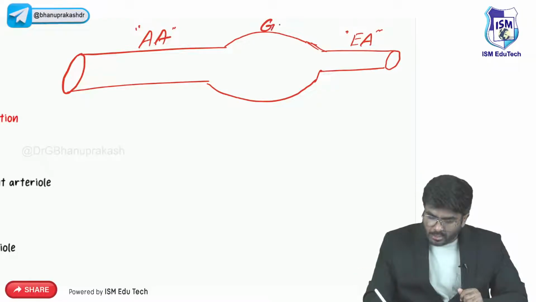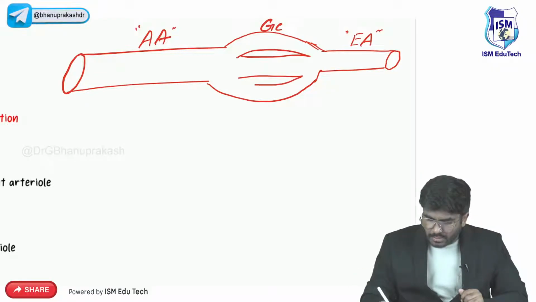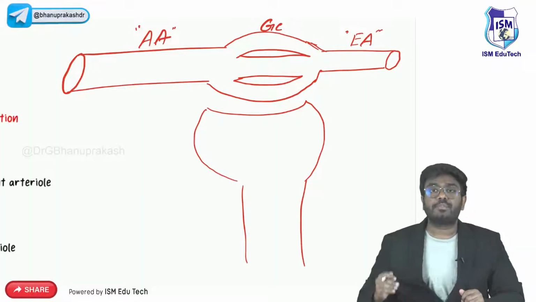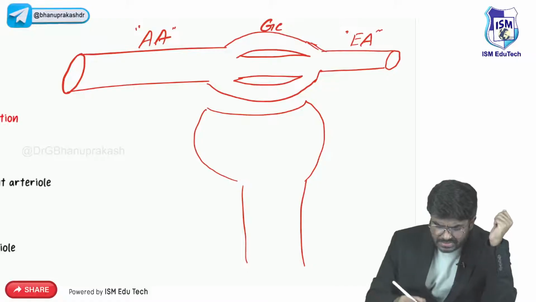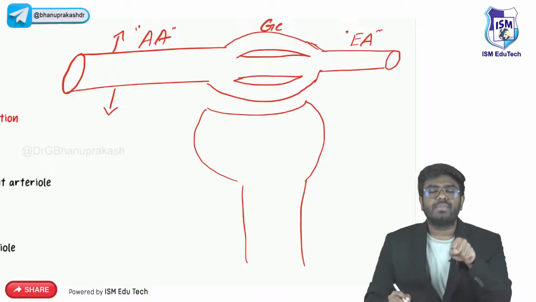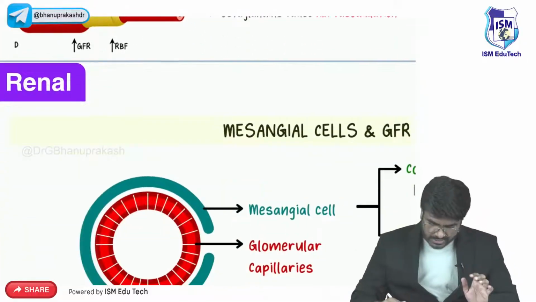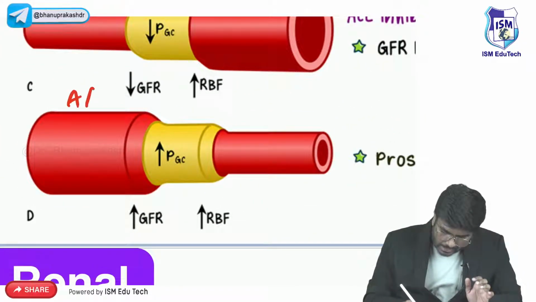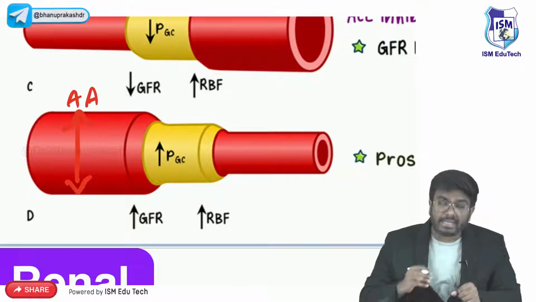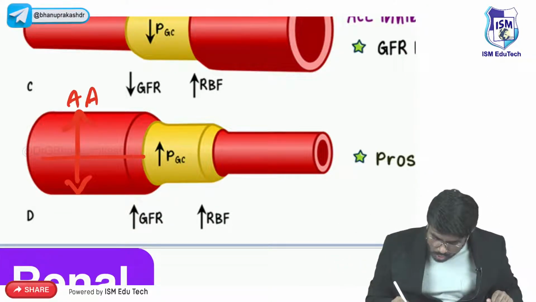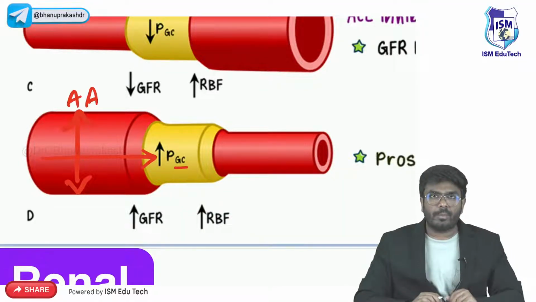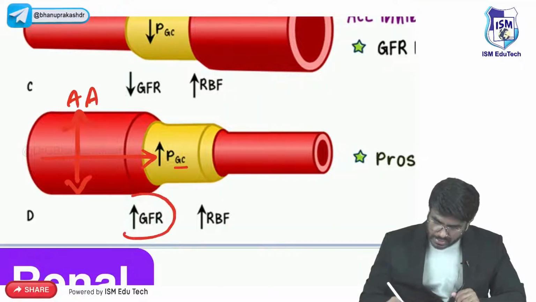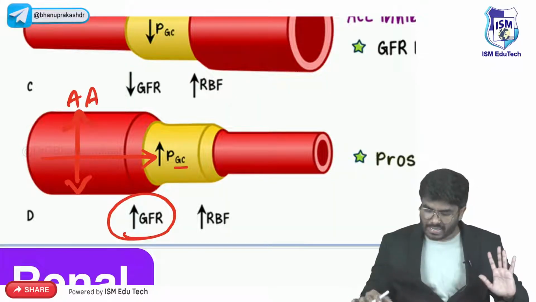These are the glomerular capillaries. And this is the Bowman's capsule. Everyone knows Bowman's capsule and the proximal convoluted tubule, the first part of the nephron. Now my question here is, sir, what happens if this afferent arteriole is dilated? If it is dilated, more blood will come into the glomerular capillaries. If more blood is coming into the glomerular capillaries, what happens to the GFR? GFR increases. Simple as that.